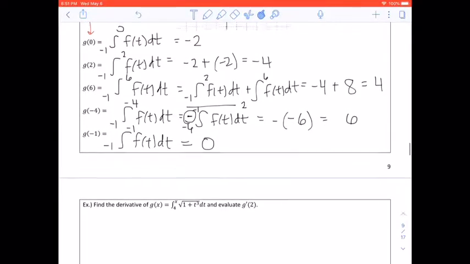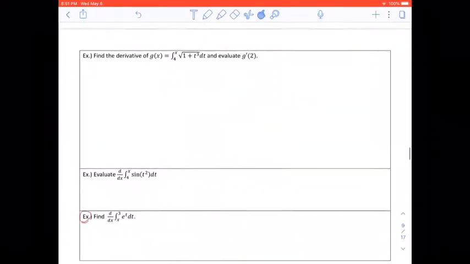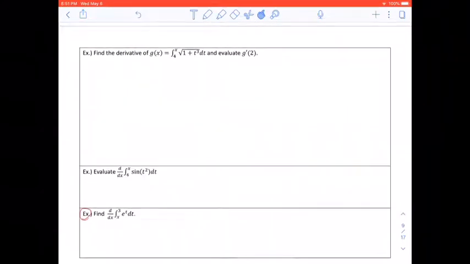So moving on. The next example that we have says find the derivative of g of x, which is equal to the integral from 4 to x of the square root of 1 plus t cubed dt, and evaluate g prime of 2. So there's two things it wants us to do. First of all, I want you guys to realize that our function here is continuous on the domain. So from 4 on, it's going to be continuous.